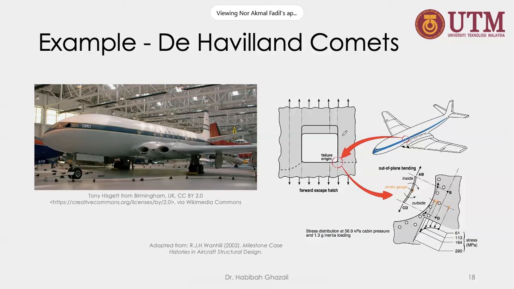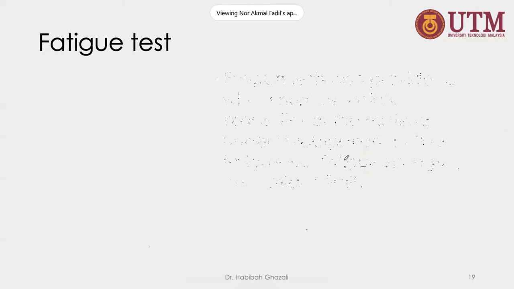For example, in a structure like this window, there is crack formation starting at this corner. This can initiate the crack, and you know that with the vibration of a huge structure like this, small vibration can produce a very high cyclic load on that particular structure.